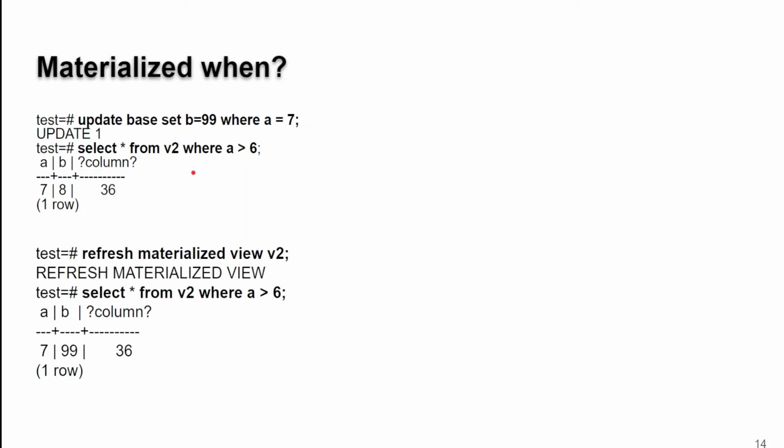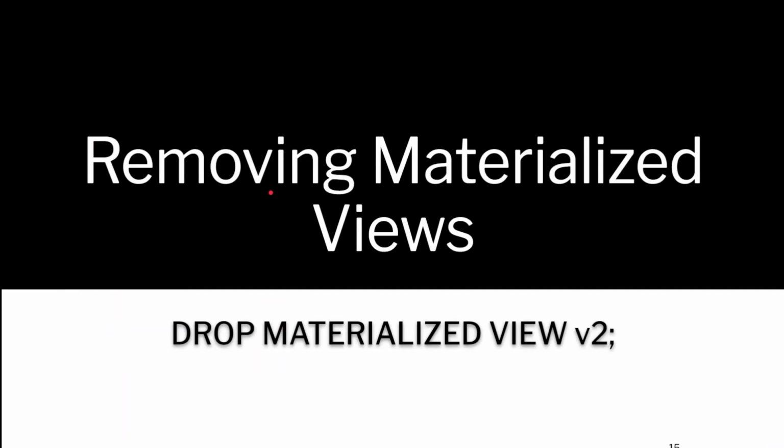Now, you can get that by refreshing the materialized view, and by doing that, refresh materialized view in the name of the view. And this time, when we do our select from our view, where A is greater than 6, we now have column B has been updated. By the way, removing materialized views is one step different than getting rid of regular views. Drop materialized view v2.